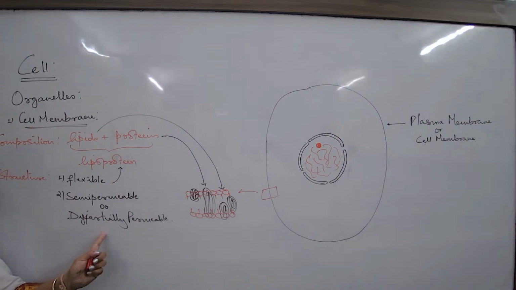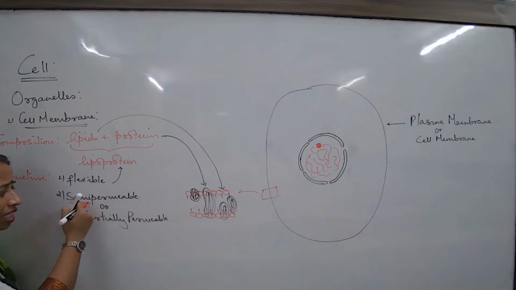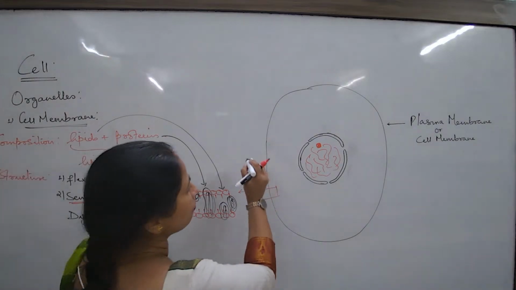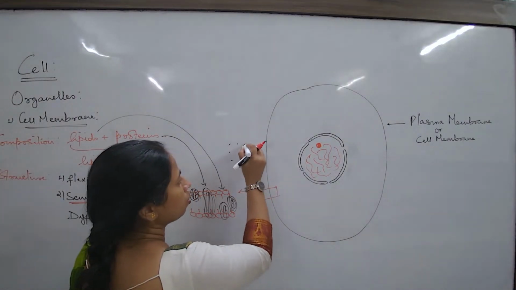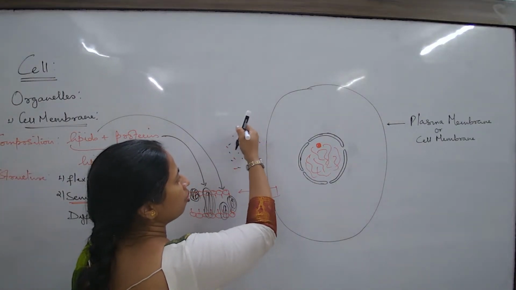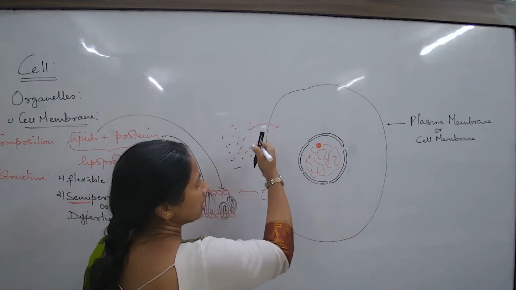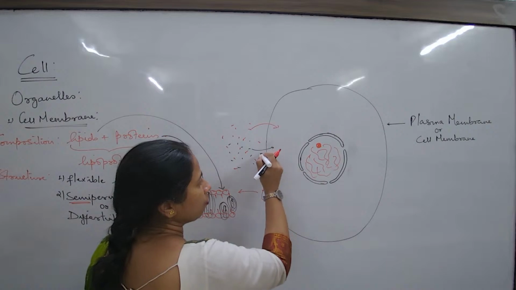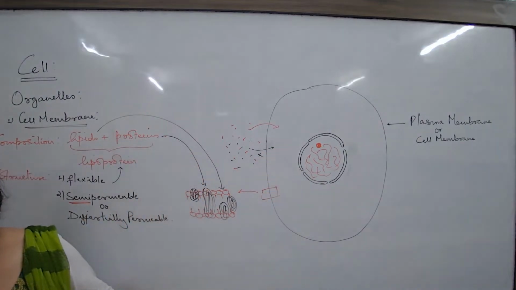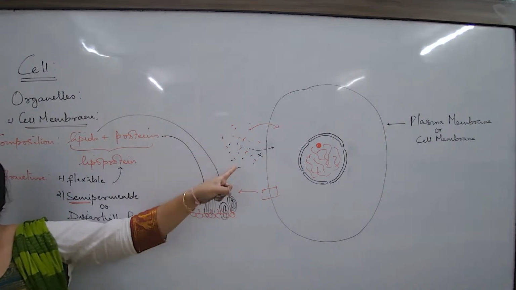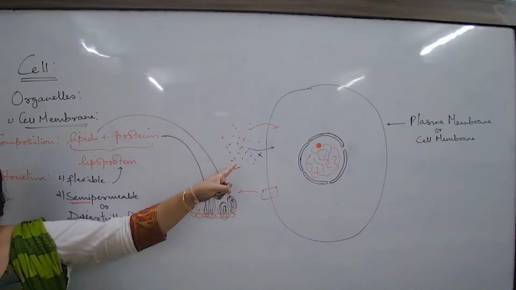What is the meaning of differentially permeable, or semi-permeable? Check this word: semi means partially. It will allow transport, but not all. Think of different types of molecules all around the cell. It is allowing the transport of this, but not of this. It is allowing the movement of these red molecules, but not the black molecules.